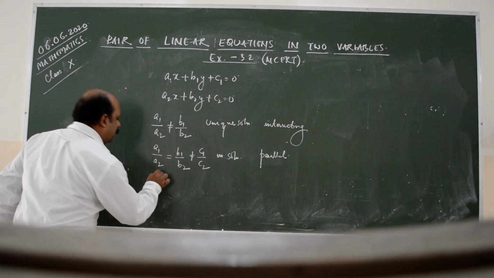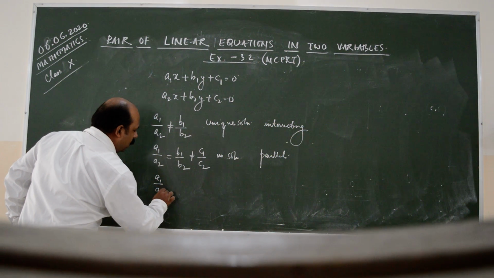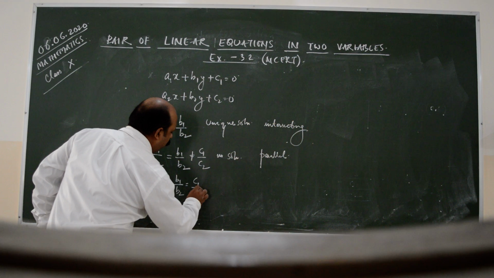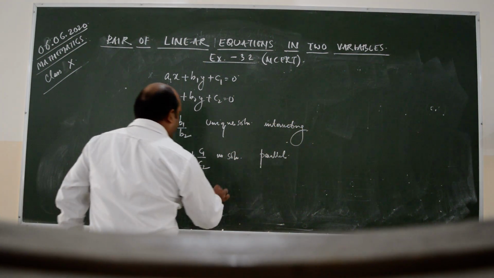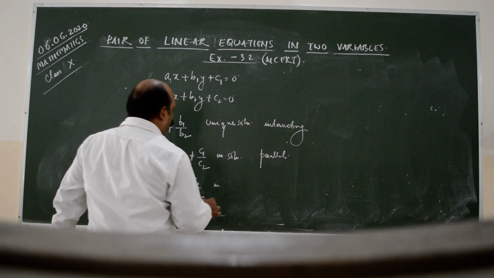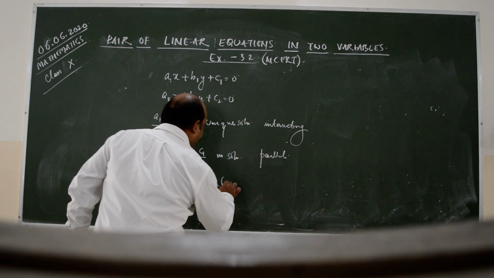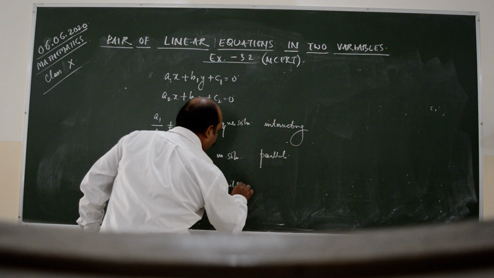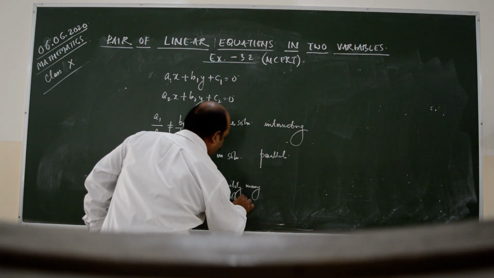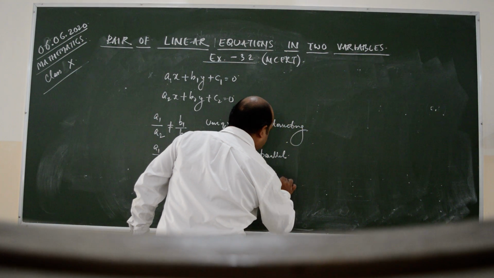The third case is a1 by a2 is equal to b1 by b2 is further equal to c1 by c2. In this case, the pair of graph lines will be coincident, that is, it will have infinitely many solutions. So the graph line will be coincident.